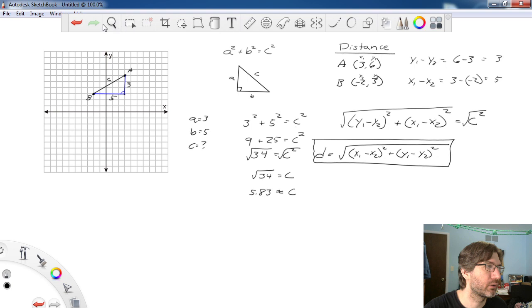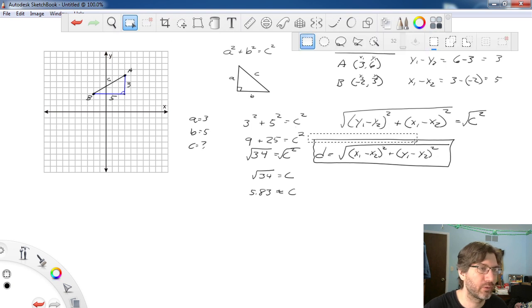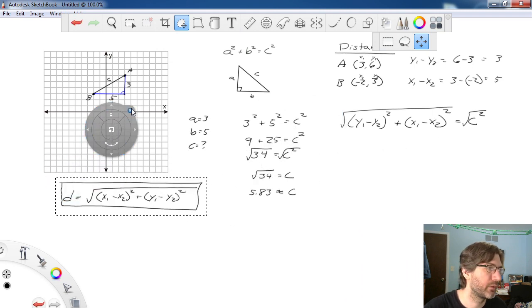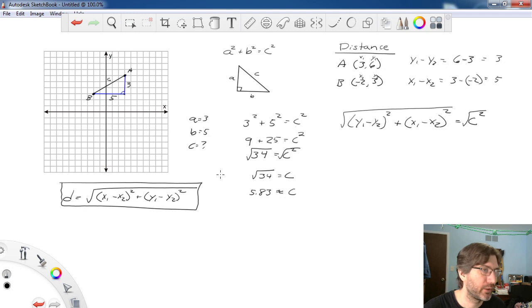I'm going to move it here. Let's move our formula down here. So over here we're still using these 2 points. We're still going to call them x1, y1, x2, y2. Might as well. So you're going to get d, and then you're just going to plug and chug.